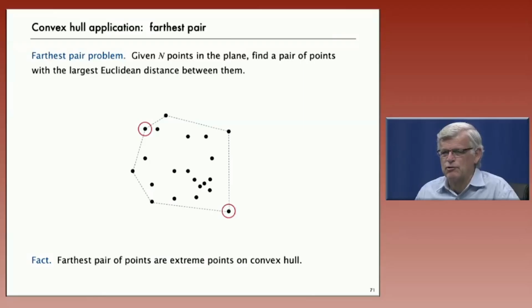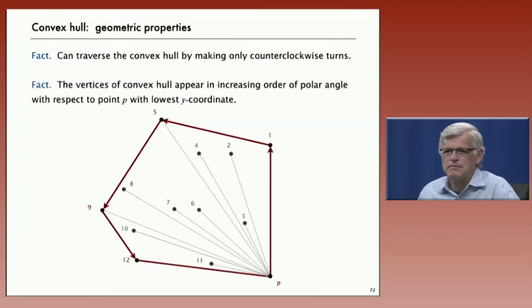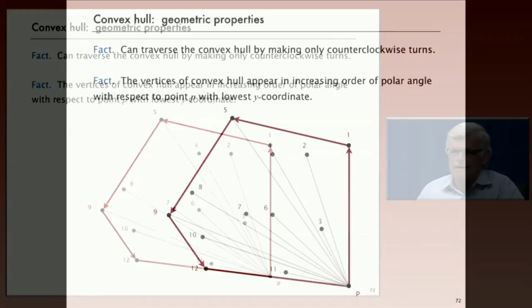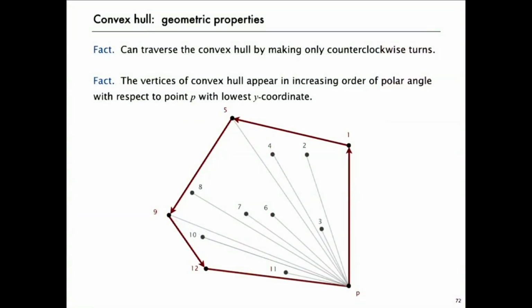They're going to be extreme points on the convex hull. So there's a lot of geometric properties of the convex hull that we can take advantage of to develop an algorithm. And here are two properties. Now these are things that have to be proven, and we're not going to get into the details of geometric proof, but they're intuitive, and you'll certainly have no trouble accepting that these things are true.